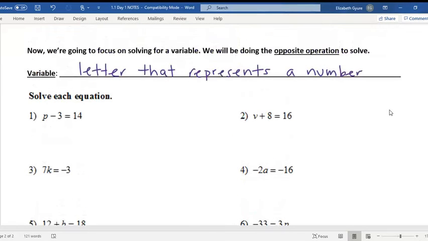Okay, so we are going to solve our equations. So when I say solve an equation, I want to know what the variable equals. I want to know what p equals, or x equals, or m equals, and you'll see I use a bunch of different variables. Okay. So if we're looking at number one, we have p minus 3 equals 14.